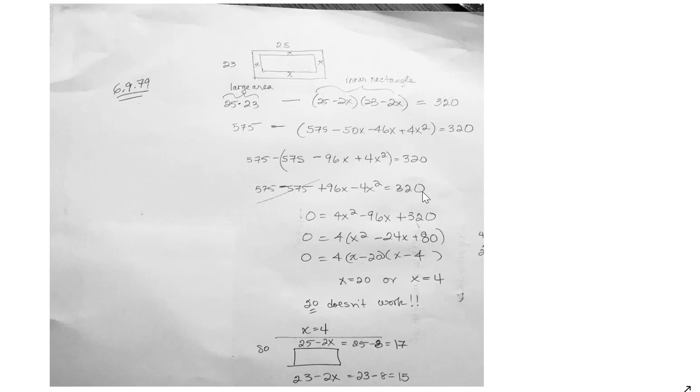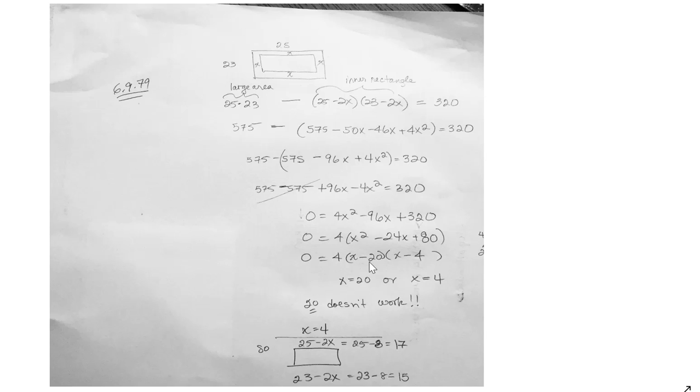And then I'm going to put everything on the right-hand side because I need to be able to set equal to 0 and solve. And that way I have a positive x squared term. So 4x squared minus 96x plus 320. Anytime we can, in algebra, you know that you want to factor. So I'm going to factor out a 4. That just makes my numbers a little easier to work with. X squared minus 24x plus 80.